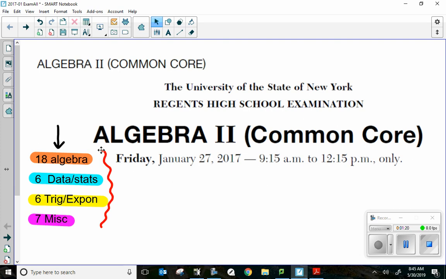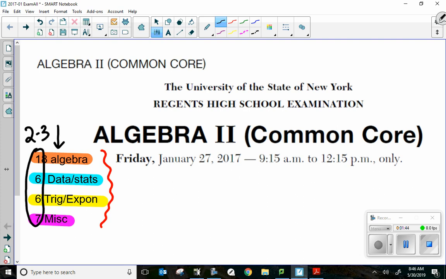And most tests I've gone over, I've got to go over the more recent tests like 2019 and maybe the end of 2018 still. But most of them have similar numbers. 18 are going to be algebra on this test, 6 data and stats, 6 trig and exponential, and 7 fall under miscellaneous. And within 2 to 3 numbers, these hold true within an error of 2 to 3. So maybe instead of 18, it might go down to 15 and so forth. But let's get started, shall we?